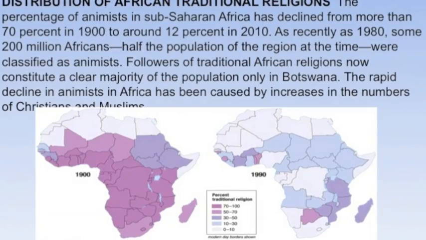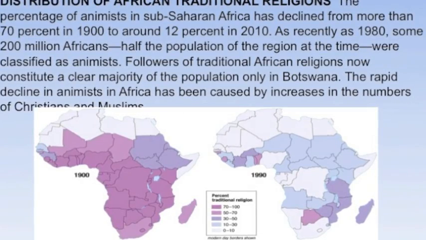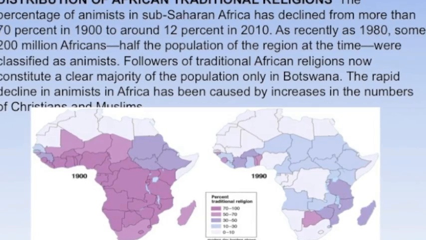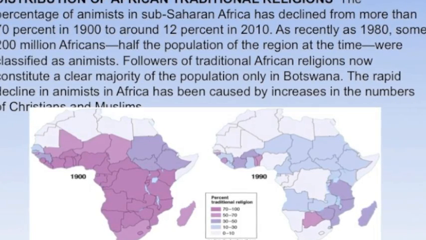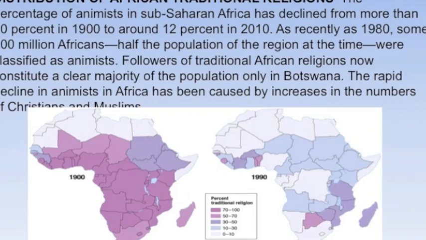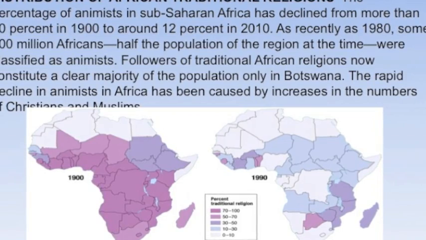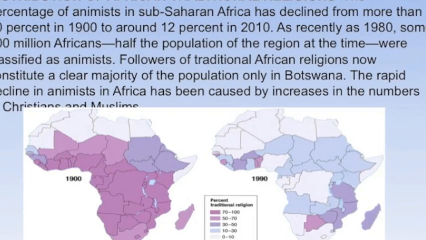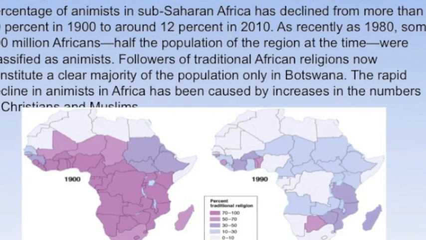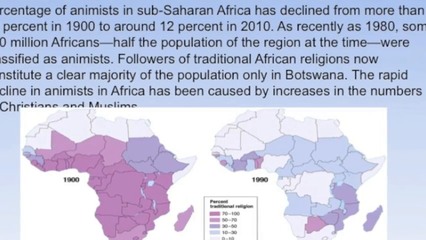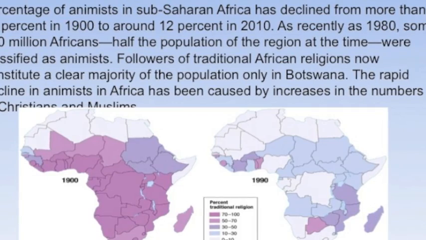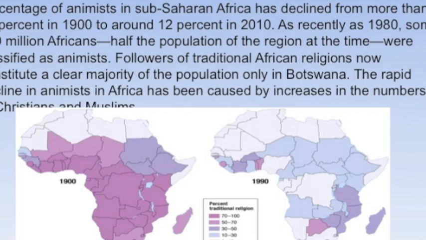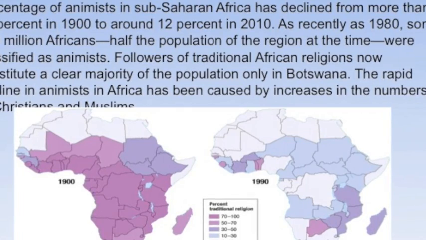This is a map showing Africa between 1900 and 1990, and it shows the animists, the followers of the animist religion. These are traditional religions in Africa of the tribes that live there. As you can see, the animists make up a good majority of Africa during the 1900s, and as you move through time into the 1990s, the population of animists has decreased significantly, leaving Africa mostly Christian and Muslim.